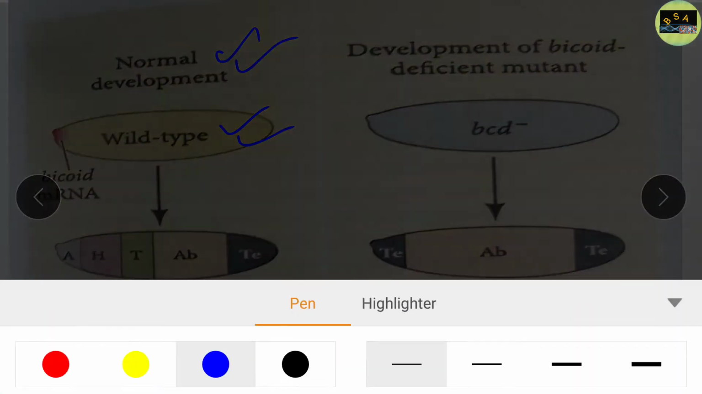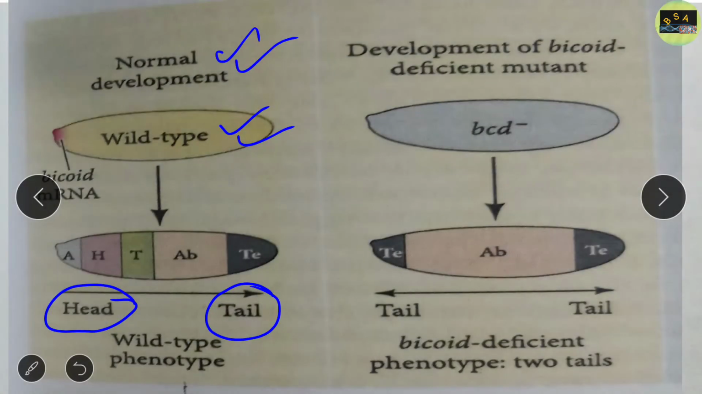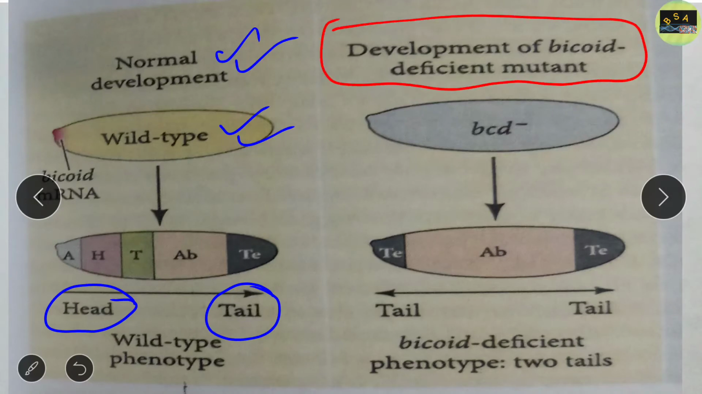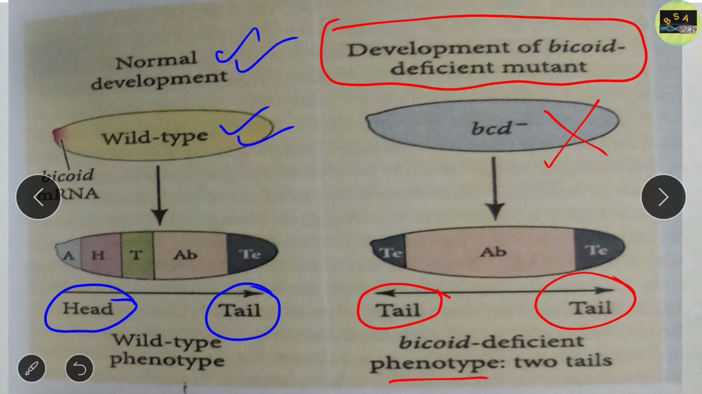Next, look at this. This is a bicoid deficient mutant. Bicoid deficient mutant means bicoid is not present in this embryo. So what happened? As bicoid is absent, both ends will generate tail. So the bicoid deficient phenotype generates two tails. Clear? Note it down, you will definitely get a question from this.